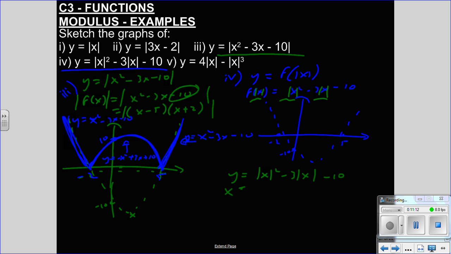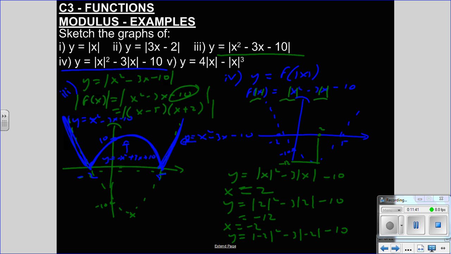So what repercussions does that have? Well, let's test it. So when x equals 2, I get y equals mod of 2 squared minus 3 times 2, minus 10. So that's 4, take 6, take 10, so that's minus 12. So here, x equals 2, I get minus 12. If I whack in x equals minus 2 though, I get y equals mod of minus 2 squared, minus 3 times mod of minus 2, minus 10. Mod of minus 2 is 2, squared is 4. Take away, mod of minus 2 is 2, so that's take away 6, take away 12.